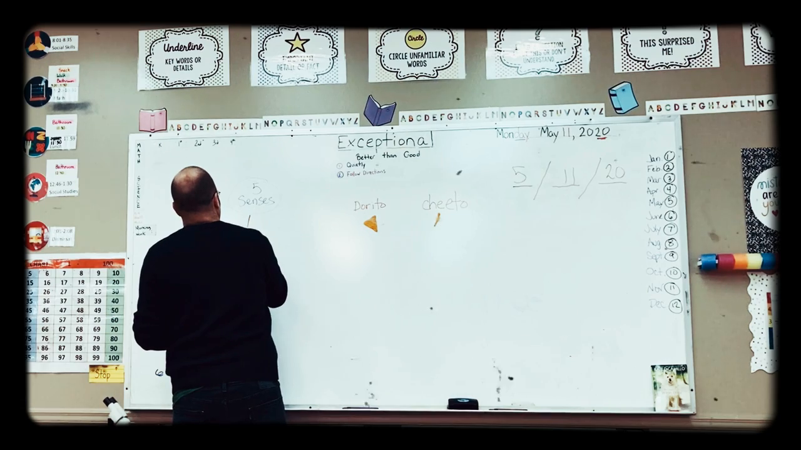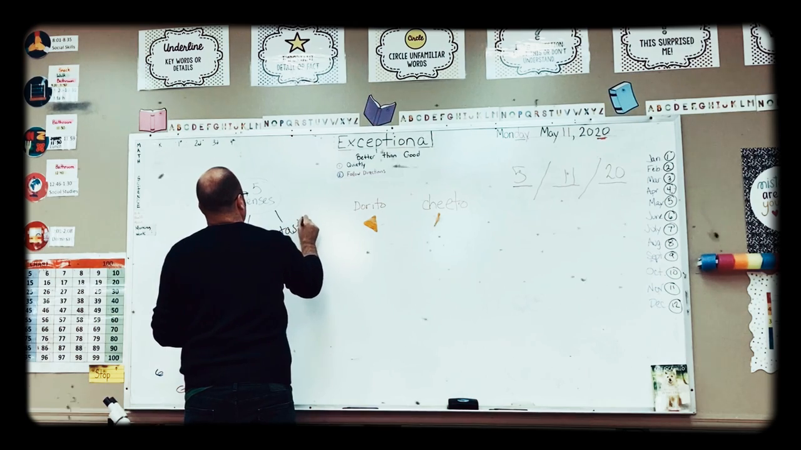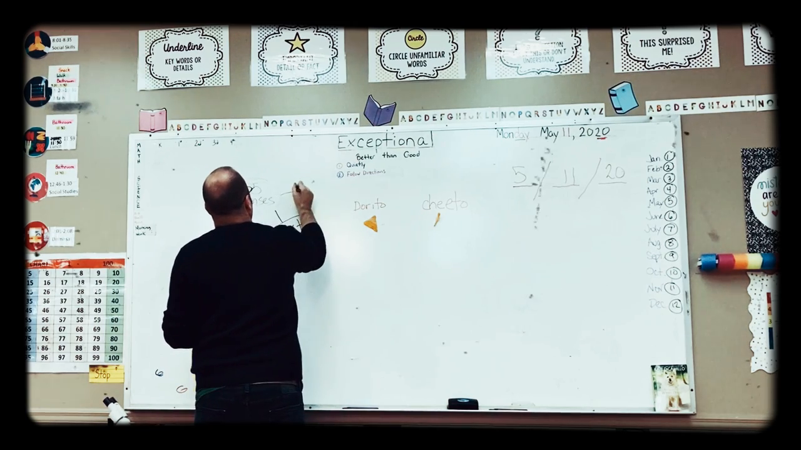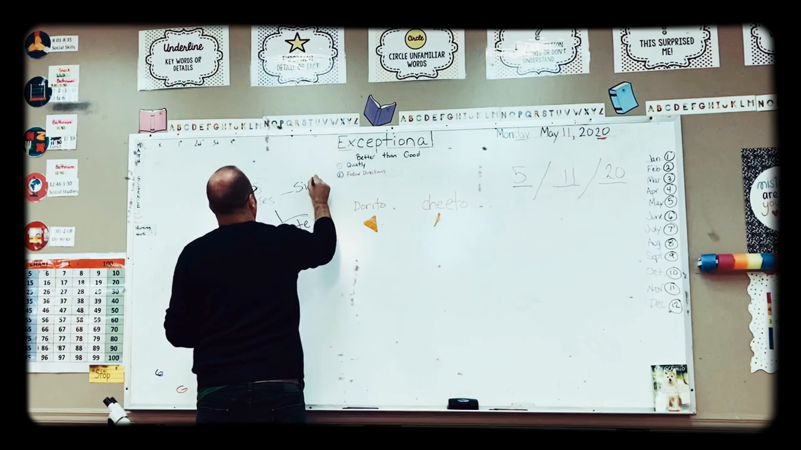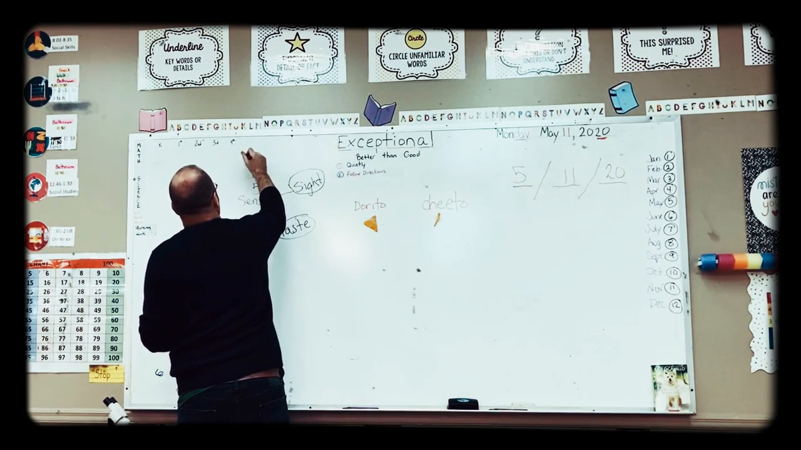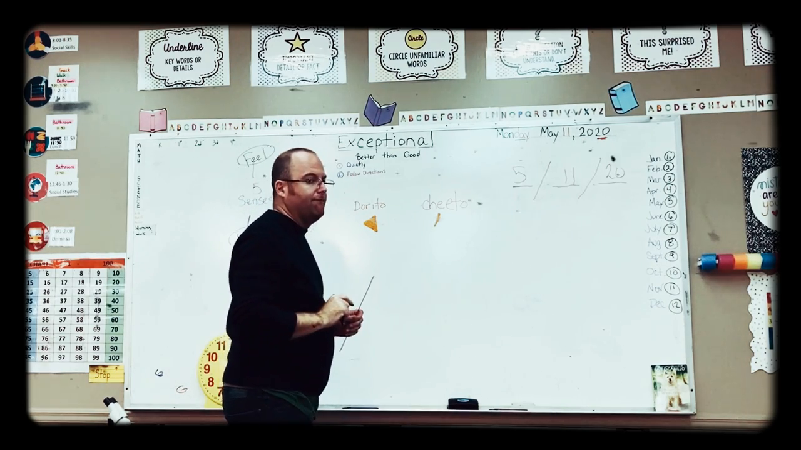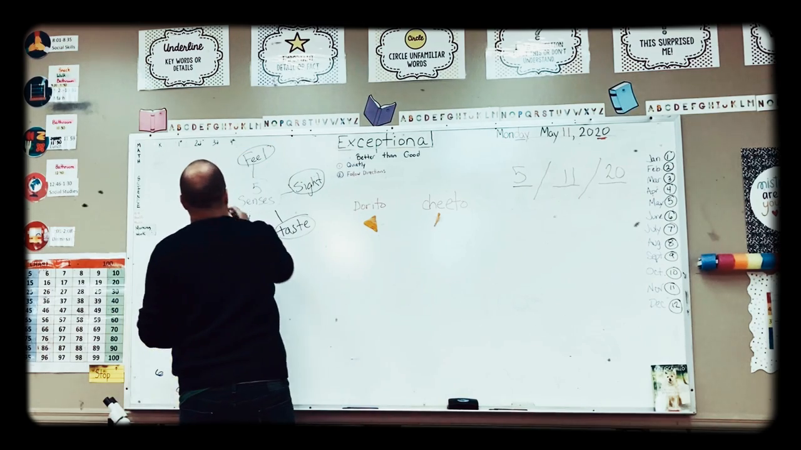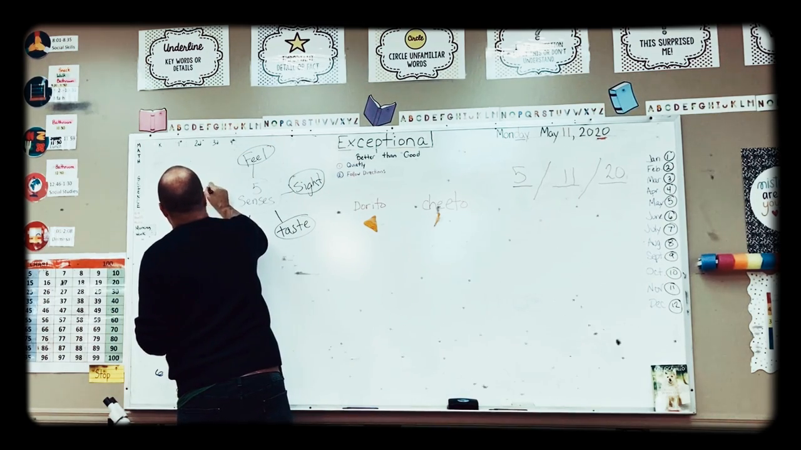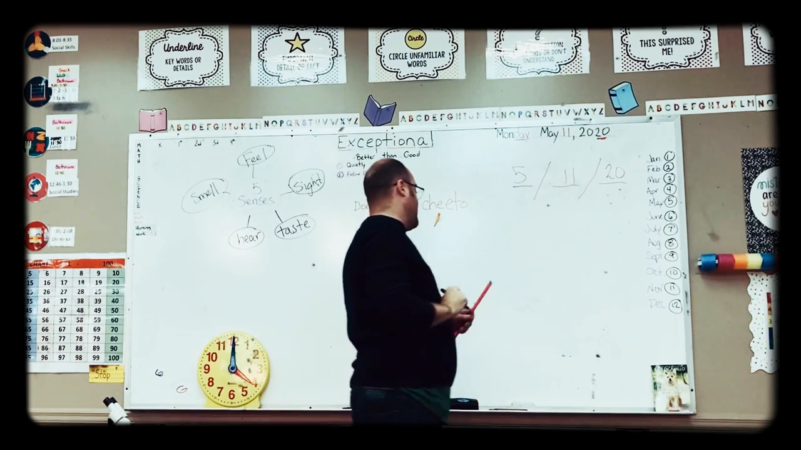And we said hearing. All right, we said taste. We said seeing or sight. We said feel. All right. Hear, taste, sight, feel, and nose. Smell. Smell. 5 senses. All right.